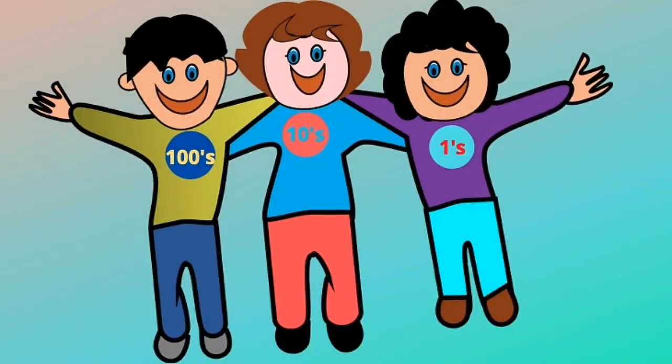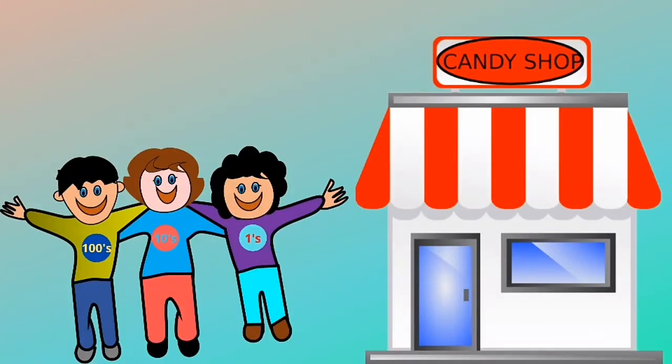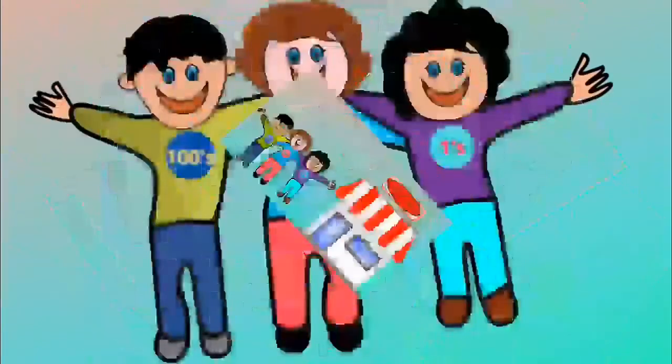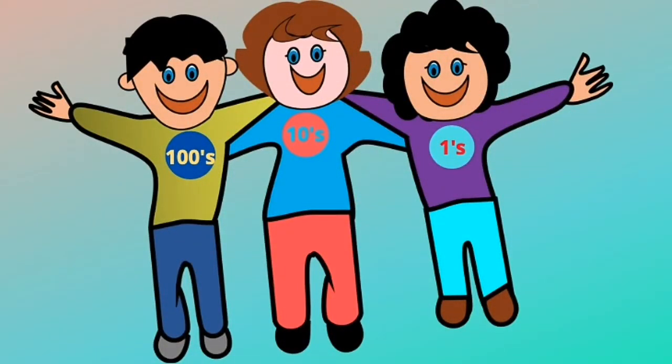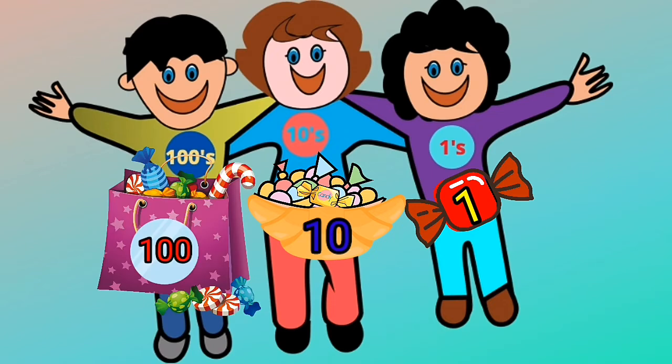This is a story of 3 friends. There were 3 best friends. Their names were ones, tens and hundreds. All the 3 of them owned candy shops. The difference in their shops were that ones owned a very small shop and he sold only single candies. Tens owned a bigger shop and he sold candies in a bowl which had 10 candies in one bowl. Hundreds had a very big shop and he sold bags of candies which had 100 candies in one bag.